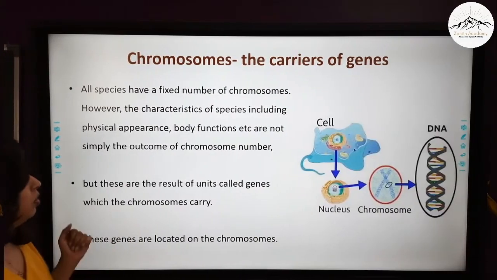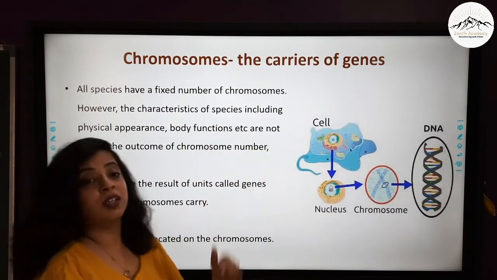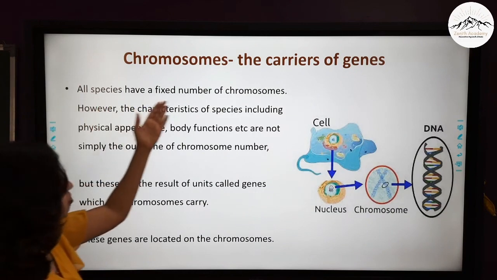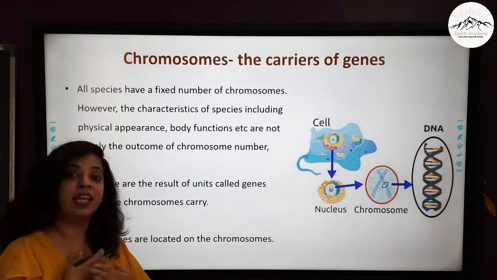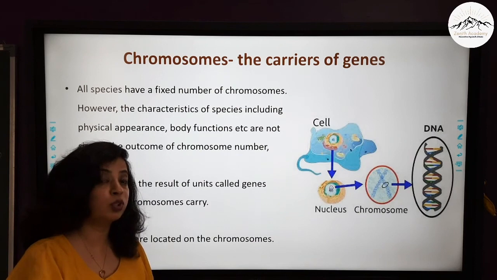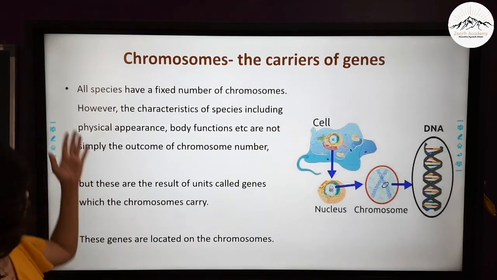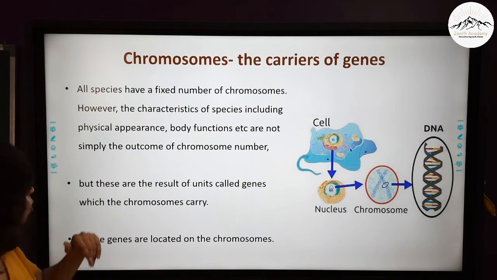So now, chromosomes are the carriers of genes. Now children, we have already studied that all species have a fixed number of chromosomes. Like human beings have how many chromosomes? 46, which are formed in pairs of 23. Similarly, all the other species have a fixed number of chromosomes.